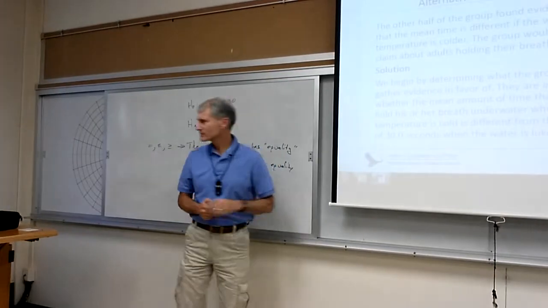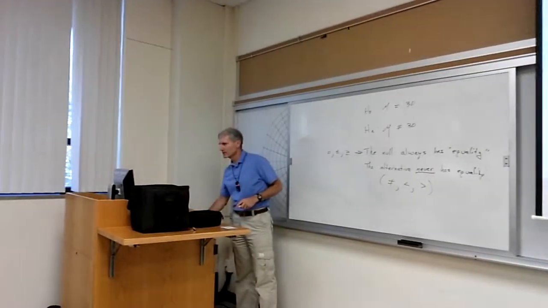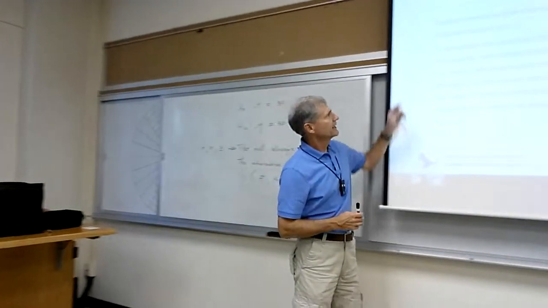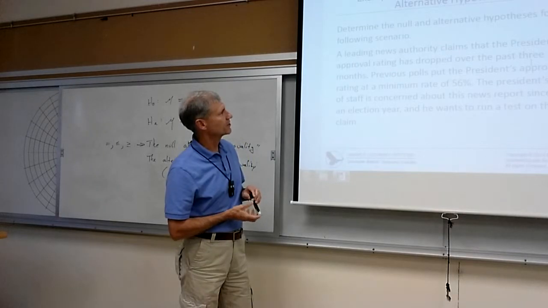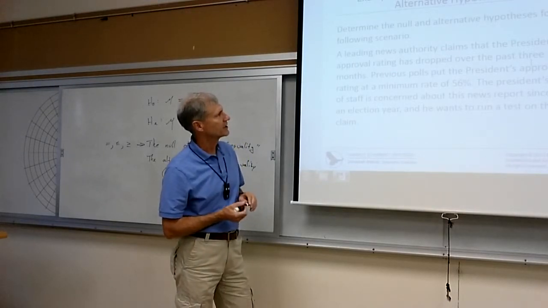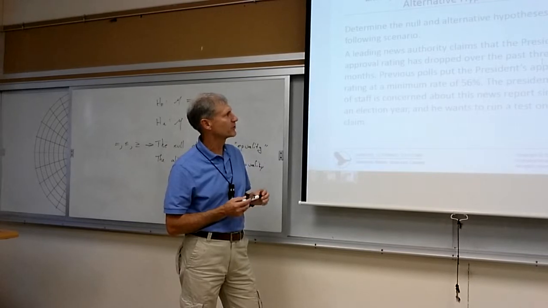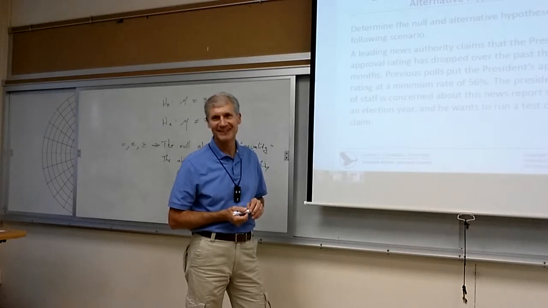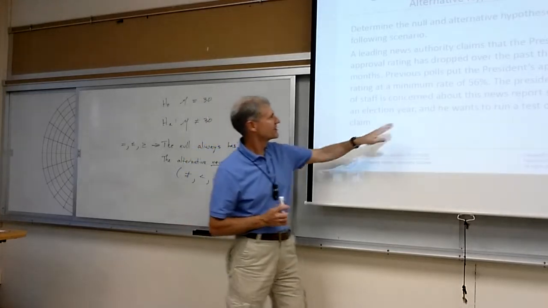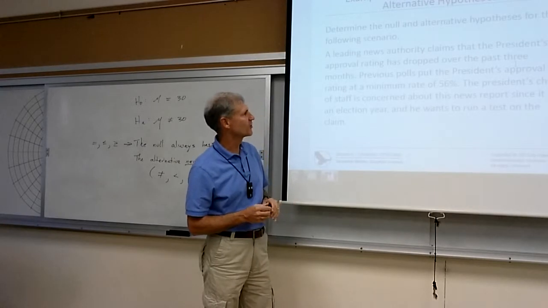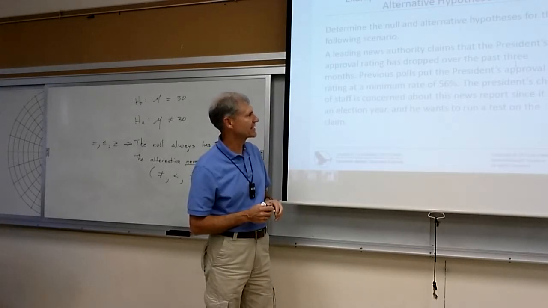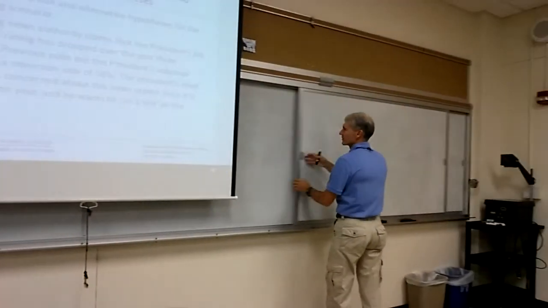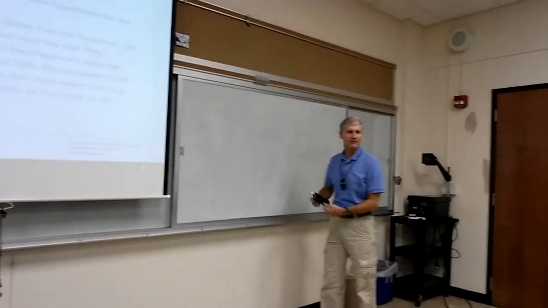Okay, so I want us to look at one more here. A leading news authority claims that the president's job approval rating has dropped over the past 3 months. Previous polls put the president's approval rating at a minimum of 56%. This is old data. But the president's chief of staff is concerned about this news report since it's an election year, and he wants to run a test on the claim. You write it down, null and alternative.